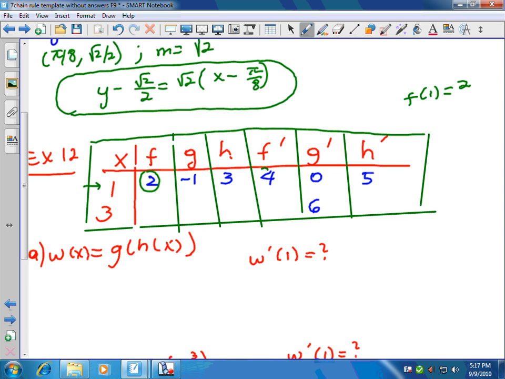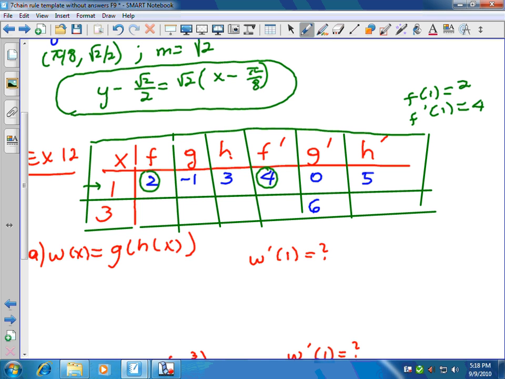For example, what does this number represent? This is telling me that when x is equal to 1, f prime is equal to 4. So one way to write that would be f prime of 1 is equal to 4. So that's how we're going to read this table.